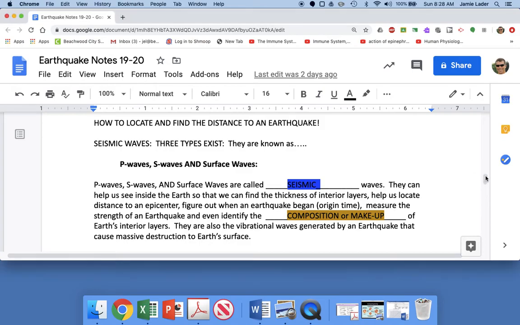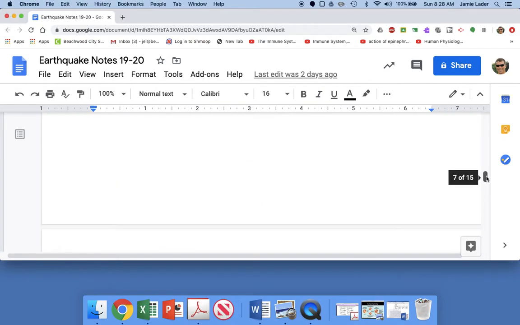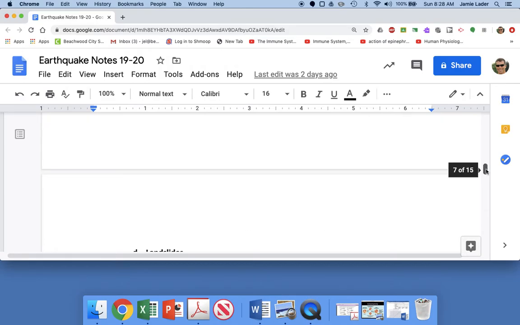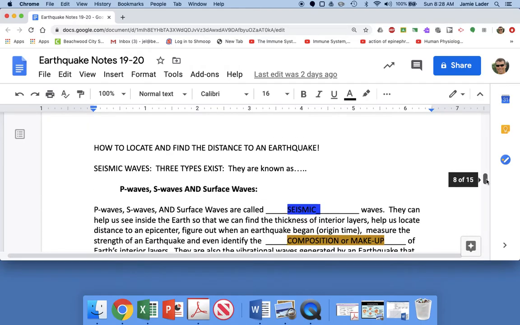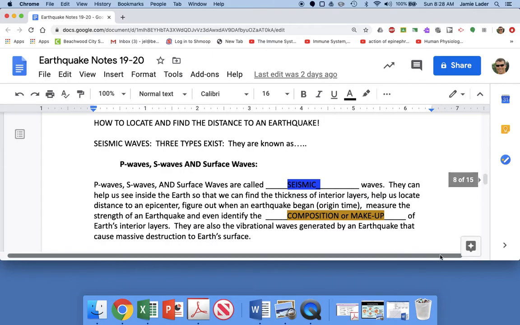Hey everybody, this is the second part of your earthquakes notes. Now we're past the point where we talk about what an earthquake is and secondary effects of earthquakes and stuff like that. And now we're going to start learning how to locate, at least find the distance to, an earthquake and when an earthquake began.